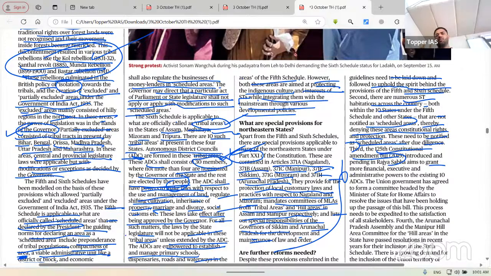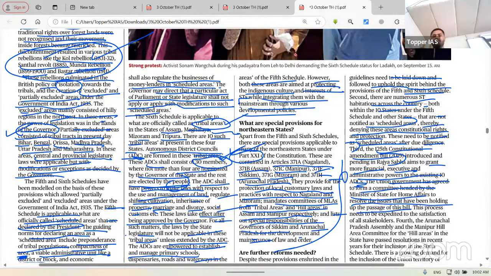It aims to grant more financial, executive and administrative powers to the 10 ADCs, autonomous district councils. They are making a Constitution Amendment to give more powers, but that bill is still pending. So the Union government has agreed to form a committee headed by the Minister of State for Home Affairs to resolve the issues that have been holding up the passage of this bill.